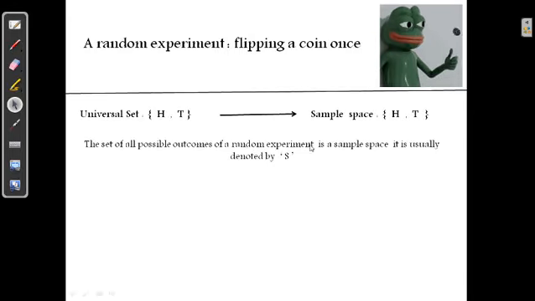Yes, sir. Okay, so this is the definition. This is a very important definition, they will be asking this in the exam. Define sample space. So what is your sample space? The set of all possible outcomes of a random experiment is a sample space. It is usually denoted using what, S. The symbol which you will be using is S.